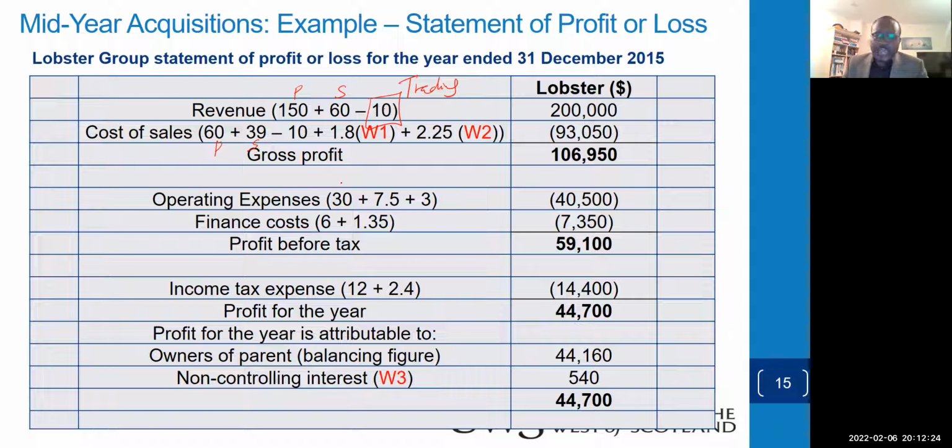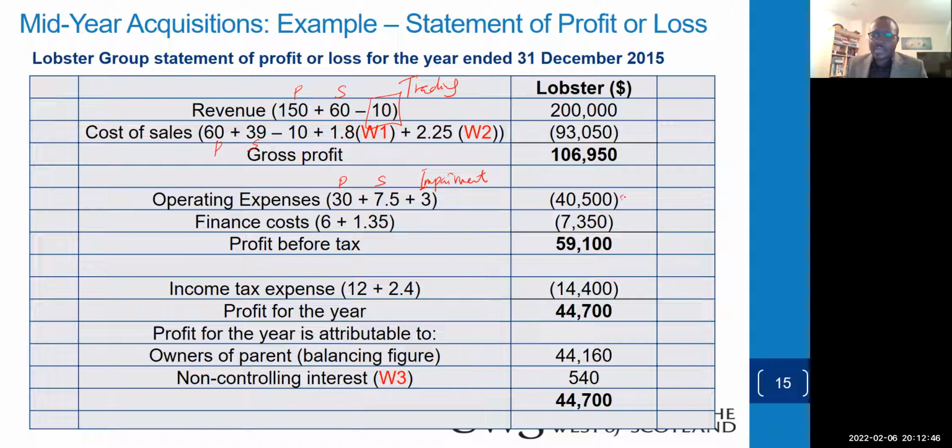Operating expenses. So we have that of the parent, that of the subsidiary, and this is the impairment. The 3,000 is the impairment portion, included in operating expenses, unless you've otherwise stated that you should include it in cost of sales, then you can send it there. All right. Finance cost, just the two elements, add them. We get profit before tax.